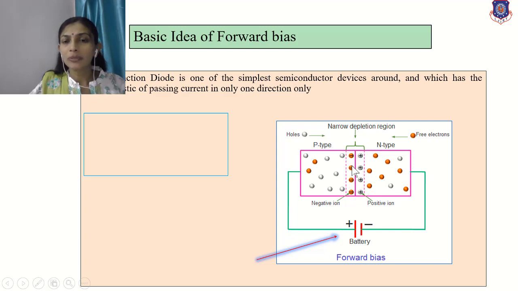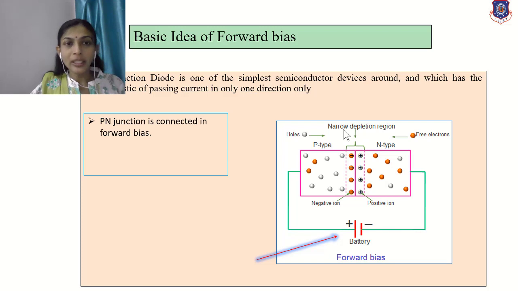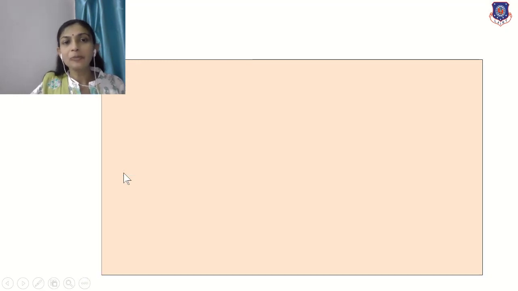They cannot move further. So due to the forward bias and the opposite direction of movement of holes and electrons, the depletion region will be created, but it will be very narrow. That's the most important point of the theory and the basic idea of forward bias. The PN junction is connected in forward bias as shown in this diagram. A narrow depletion region forms. Okay, fine.